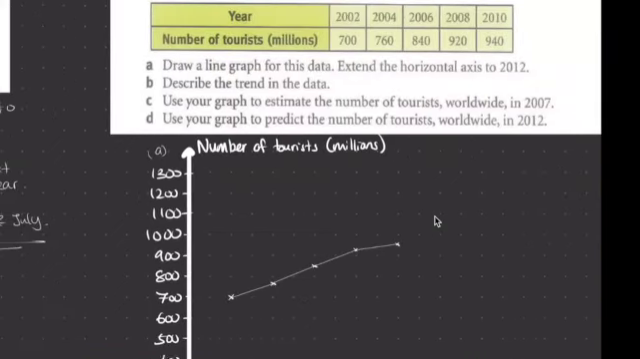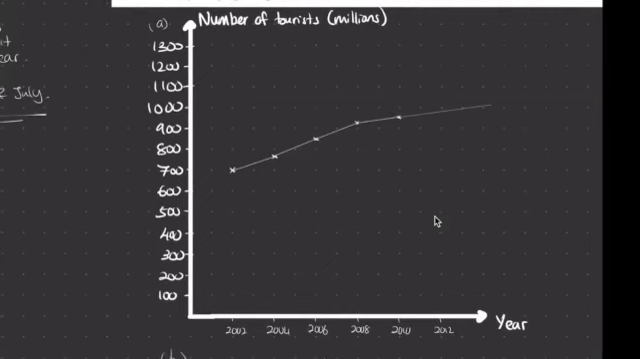Right. And then the last one, we can predict it. So for the prediction, I just put it in the gray color one. So you can see in 2012, it should be about here.